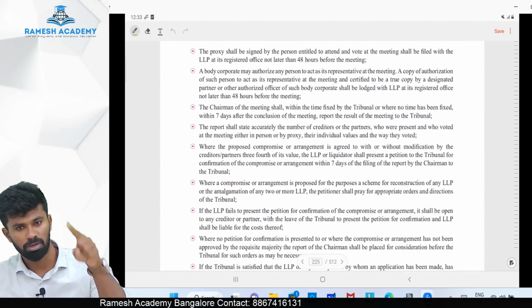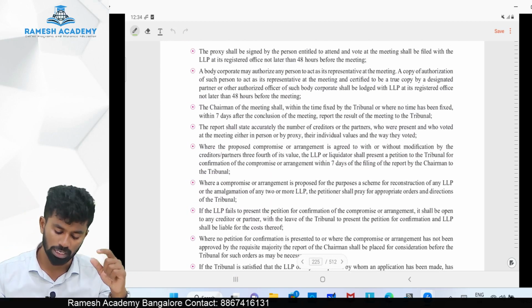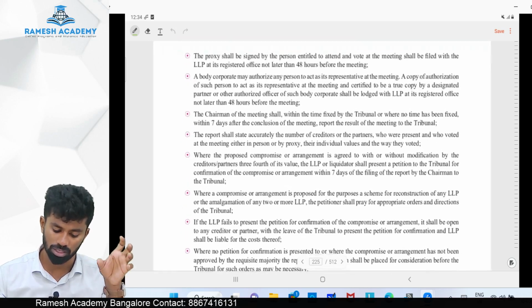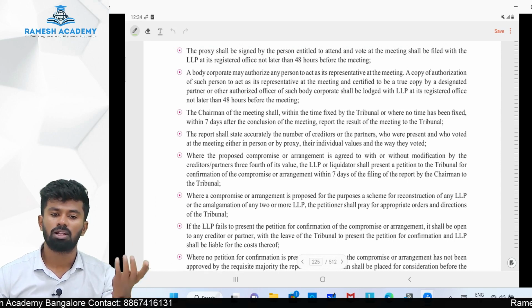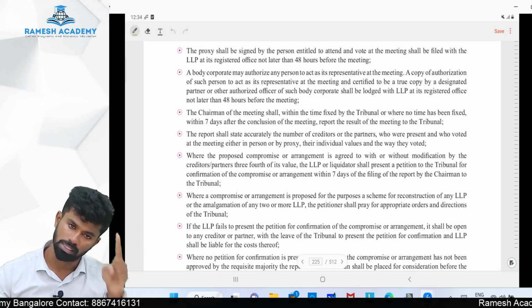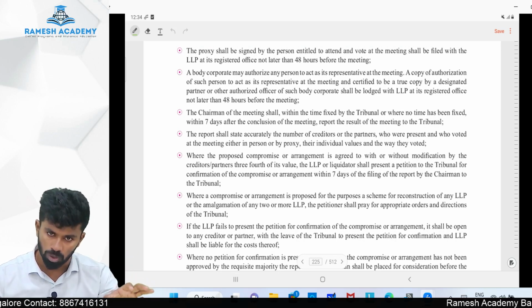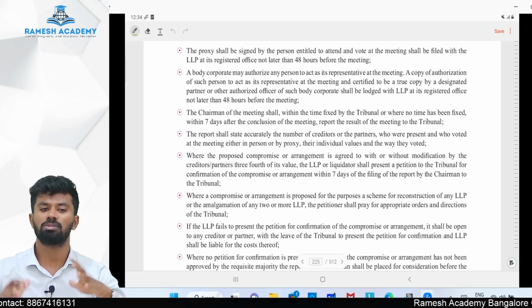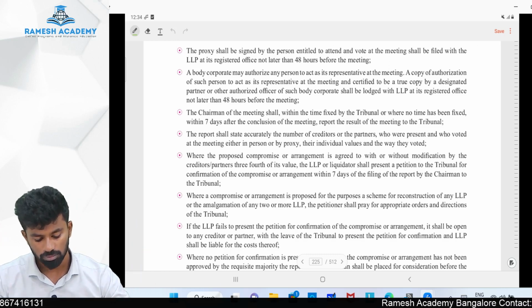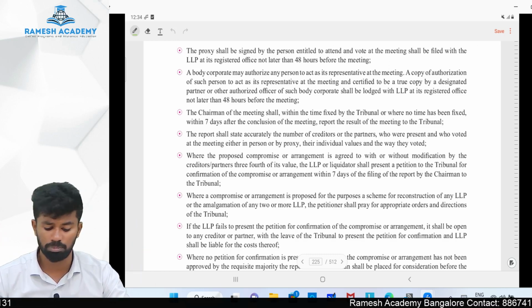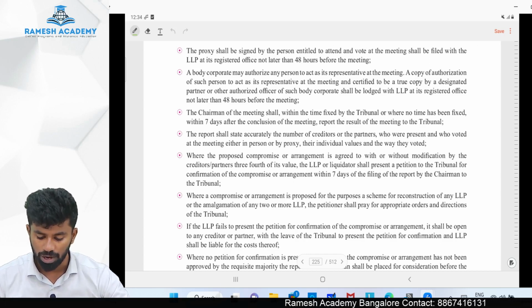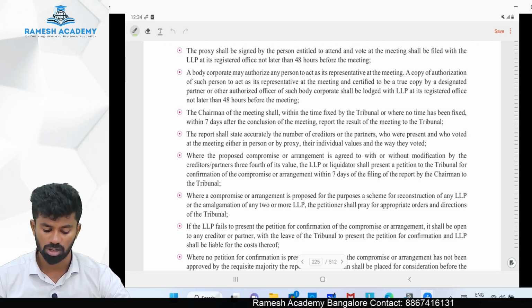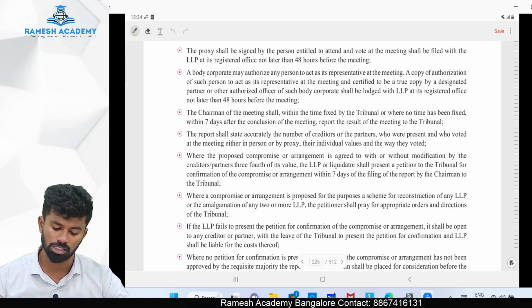NCLT orders for the meeting of members, as well as, in case of an LLP, partners as well as creditors. There will be a chairman. The chairman will conduct the meeting and he gives a report to whom? NCLT. Then NCLT gives the approval. That is when the compromise or arrangement takes place. The proxy shall be signed by the person entitled to attend and vote at the meeting and shall be filed with the LLP at its registered office not later than 48 hours before the meeting.